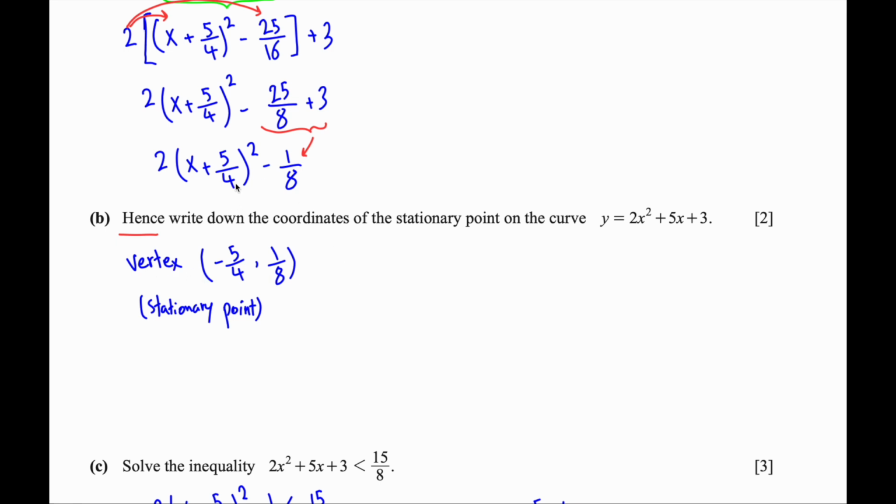If you were to draw this quadratic, you would get a parabola which opens upward since the coefficient of x squared is positive, and this is my vertex. And the x value of the vertex, if you refer to the formula, is the negative version of this number, and for the y coordinate you just copy whatever you have here, and that's my stationary point.